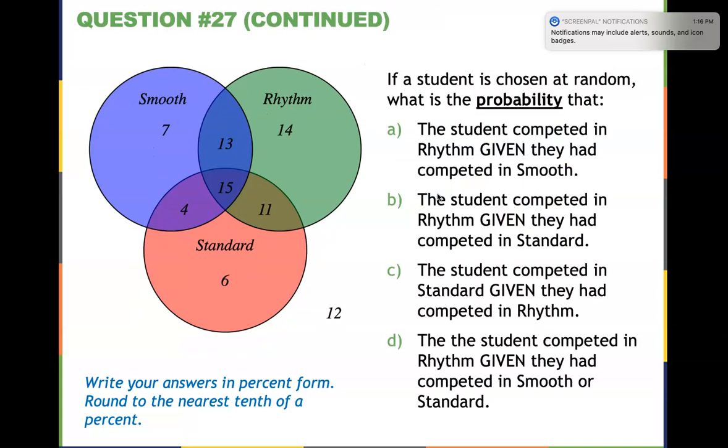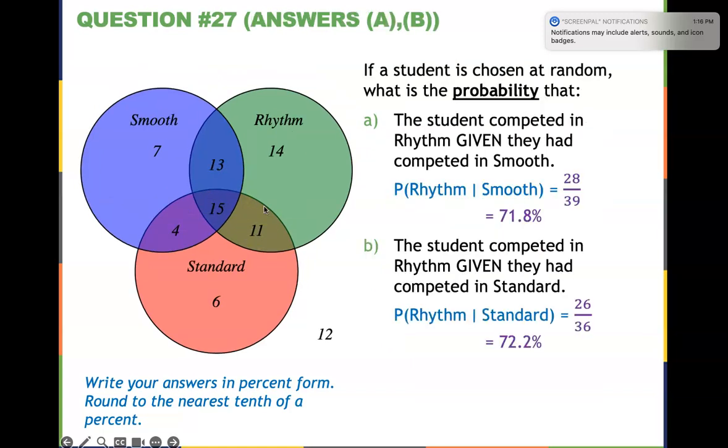Part B. The student competed in rhythm given they had competed in standard. So now we look at the standard circle and add together the 4, 6, 15, and 11. And we've got 36 total. Now if we look at this population of 36, how many of them competed in rhythm? It would be the 15 and the 11, right? So the 26 out of 36 would be rhythm given standard.